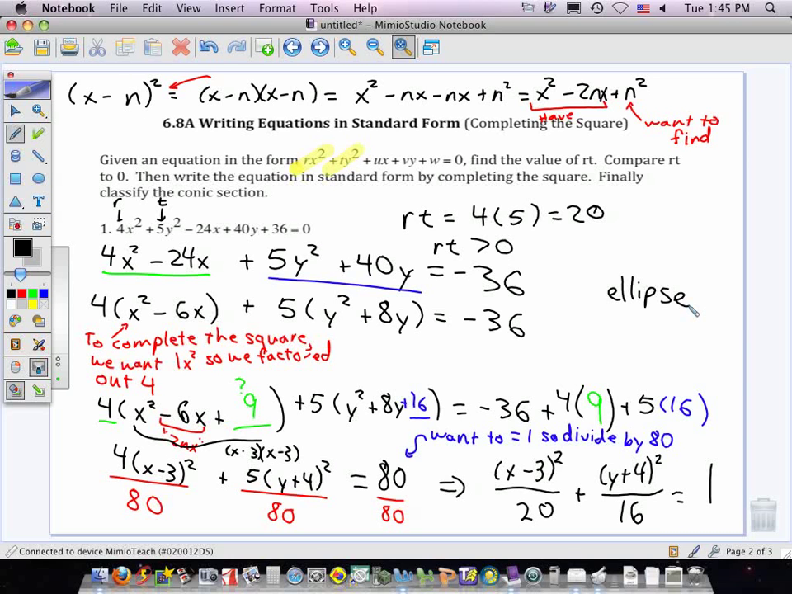Then you could also use your relationship between a squared, b squared, and c squared to get where your foci is. The part we're focusing on today is just writing the equations in the general form. And tomorrow we'll look at when we have this form, how do we graph it. And it's really what you did last week, just move the center first from 0, 0. I'm going to give you another one.